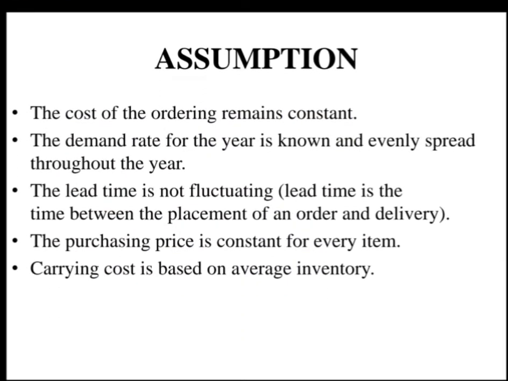Now we'll see what the assumptions of economic order quantity are. The first assumption is the cost of ordering. It is not practically possible to keep all the variables constant, that is annual requirement, ordering cost, carrying cost. They vary, but in the economic order quantity model, we assume that all the variables are constant. So the ordering cost remains constant. The demand rate for the year is known and evenly spread throughout the year. We are sure that the annual requirement is clear and will not fluctuate. It will remain the same for the year. But it's not true. The requirement may change.